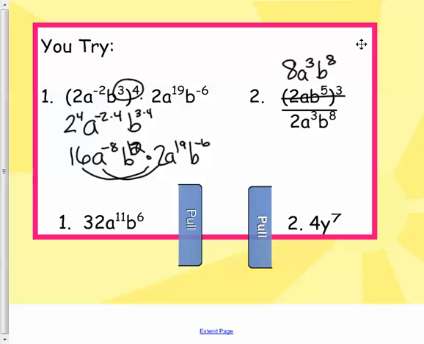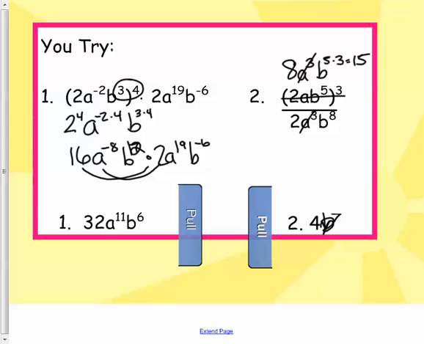Shoot, I did it again. I'm so sorry. This is supposed to be b 5 times 3, which gives us 15. So it's b to the 15th power. So we're going to divide. And so now let's worry about the a's. The a's cubed cancel each other out. And the b to the 15th power minus 8 gives us 7.